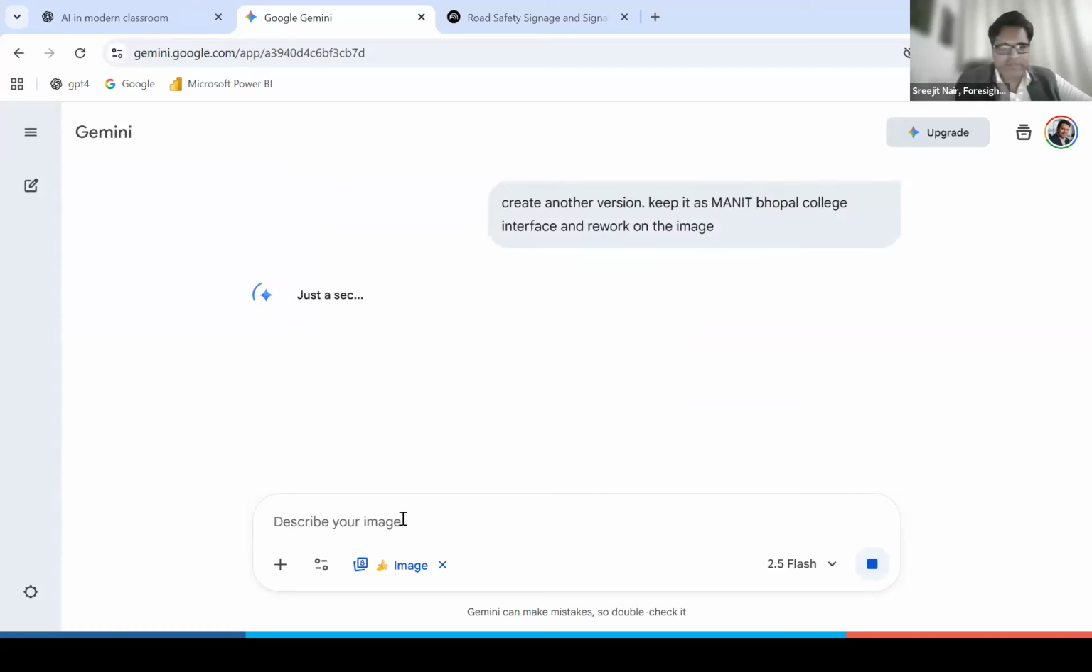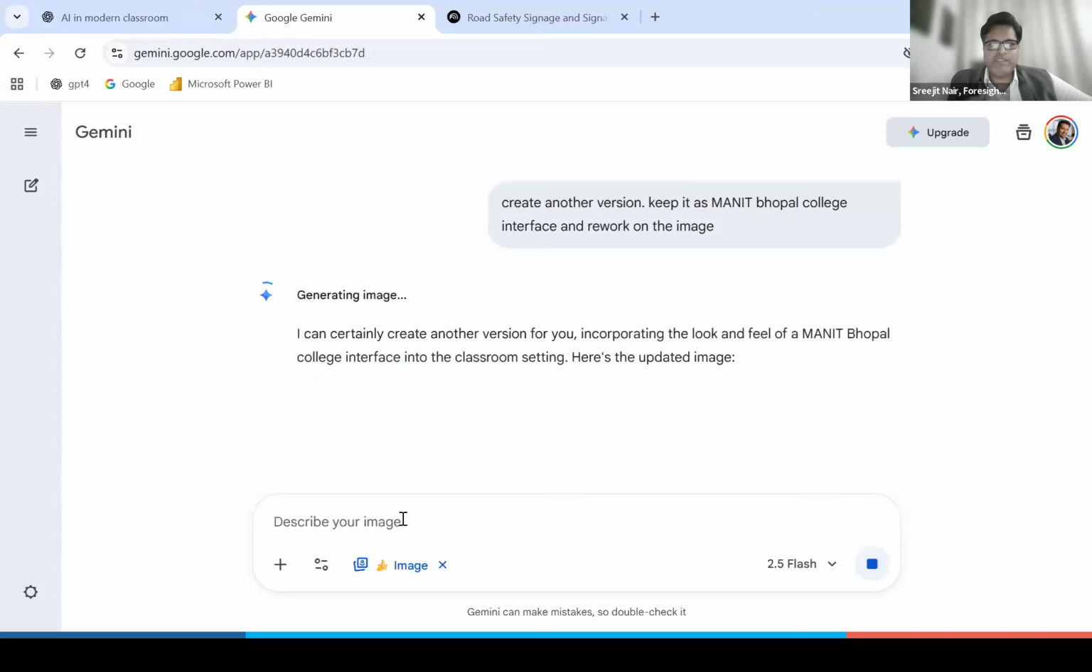Let me be specific which particular college to use. It is my college. Anybody from NIT Bhopal, always welcome. Please do say separately hi when this is over.